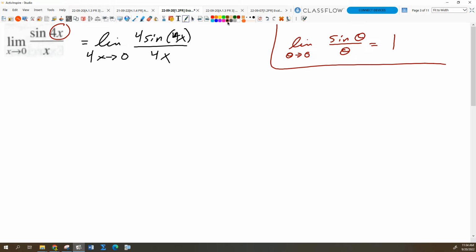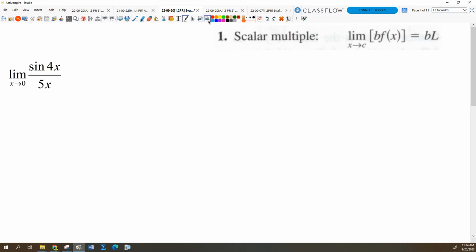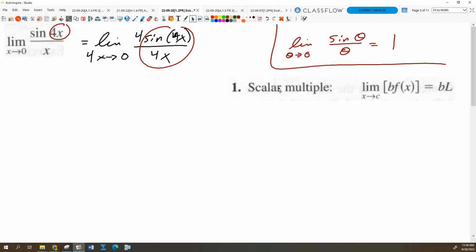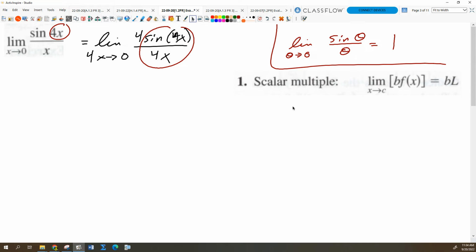And now we're pretty close, right? Look at this. I've got sine theta over theta. As theta approaches 0, I've just got that 4 there. Well, what do I do with the 4? Take it out. And we know we can do that with this property of limits. Scalar multiple property, right? The limit of a constant times a function equals the constant times the limit, right?